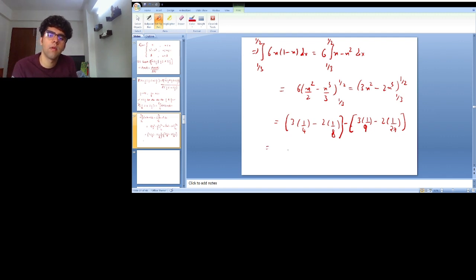Now 3 by 4 minus 2 by 8, so 1 by 4. So 3 by 4 minus 1 by 4 will give me 2 by 4 minus, so this is 3 by 9 and this is 2 by 27, so this is 3 into 3, right? So this is 9 minus 2, 7 by 27. So this is half minus 7 by 27. Taking the LCM will give me 54. So this is 27 minus 7, this is 20. So 20 upon 54.